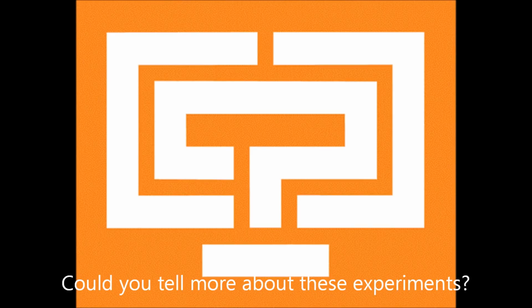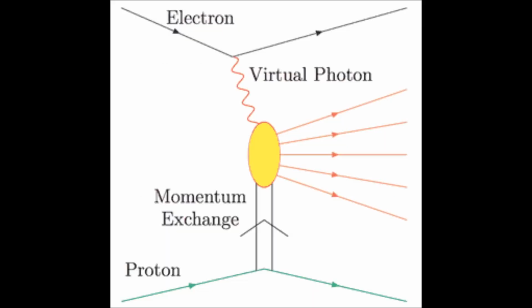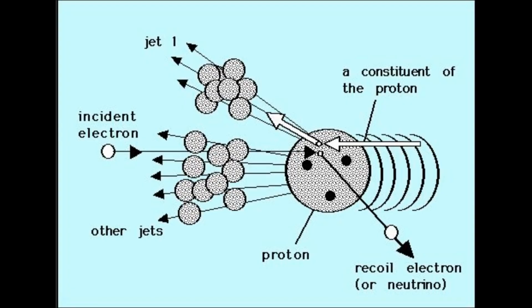Could you tell more about these experiments? If you'd like, I can tell you a little bit more about how these experiments of bouncing electrons off of protons tell us what the proton looks like. When we do this, the first experiments that did this just looked at the average proton, and it looked like just a cloud, a small cloud. The question is whether this cloud is a kind of jelly or is made like a swarm of bees, of small hard particles moving around.